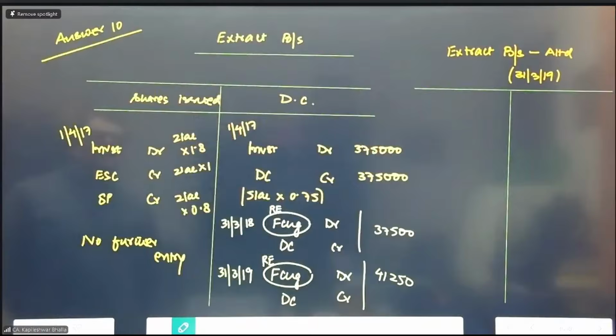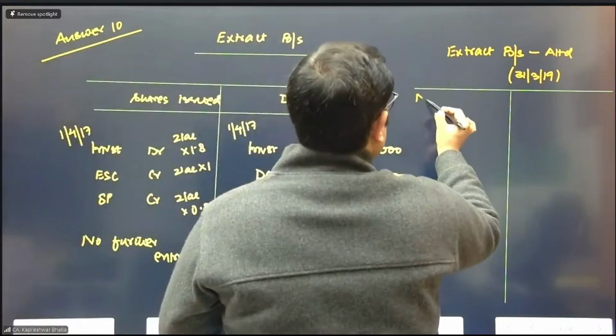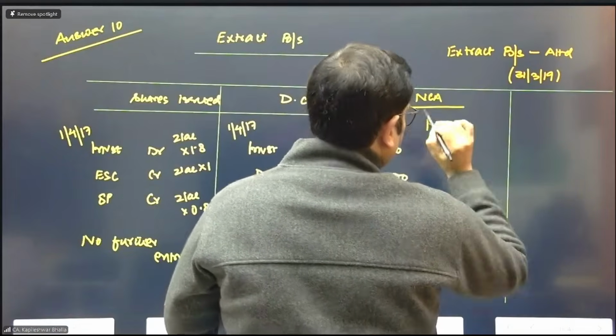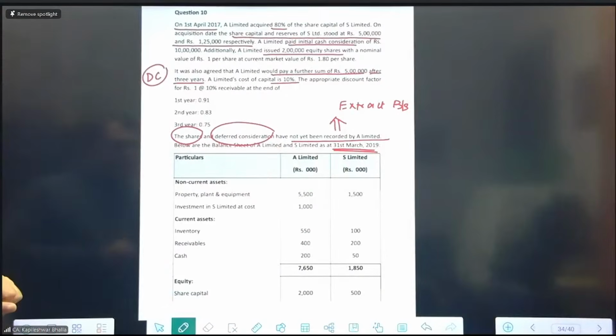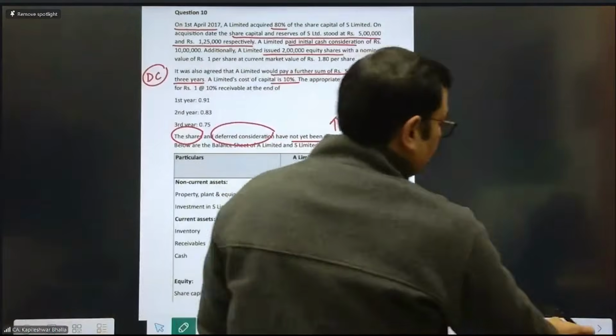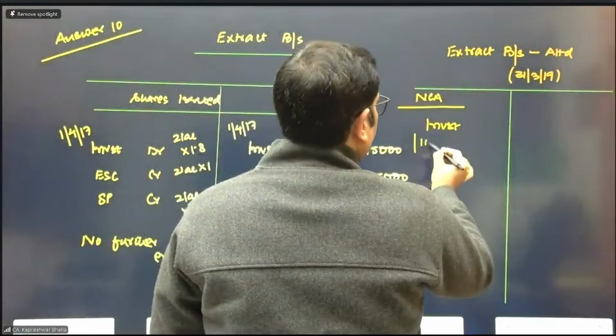So because of this, in the balance sheet, investments will undergo a change on the asset side, and on the liability side, equity share capital, and then you can say other equity and DC. So let's first look at the asset side, non-current assets, investment. Let's go back to the balance sheet. So investment is appearing in terms of thousands at 1,000.